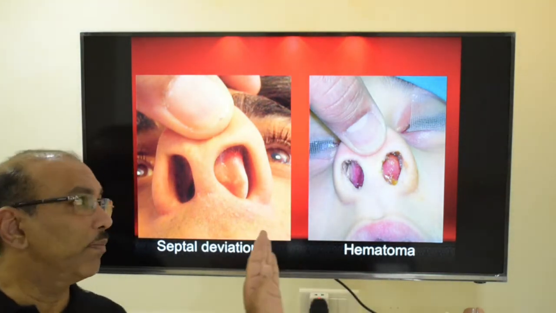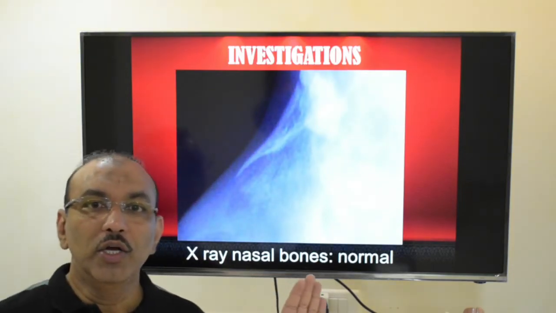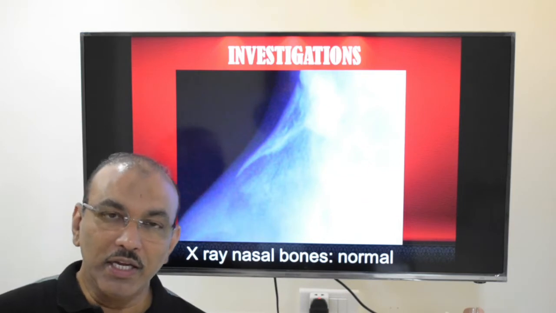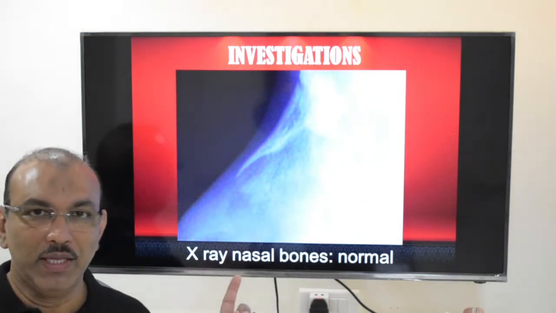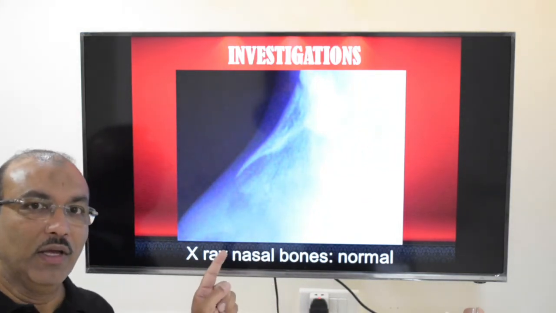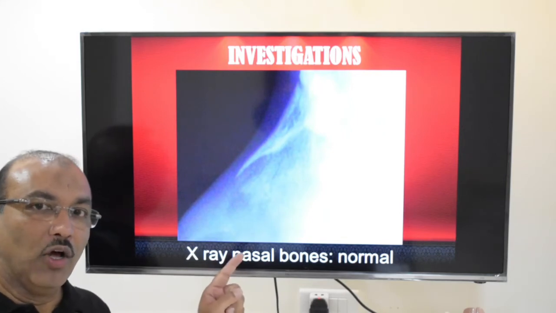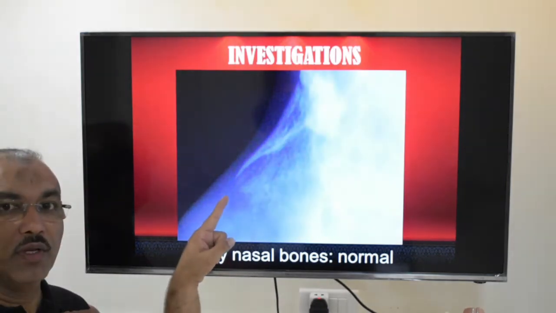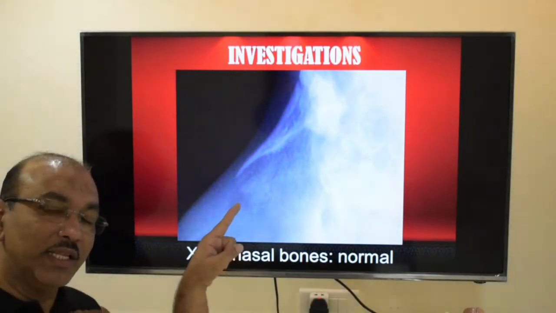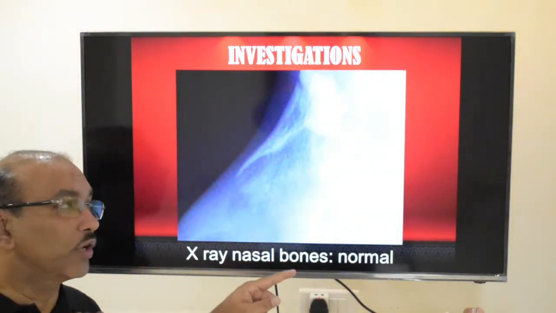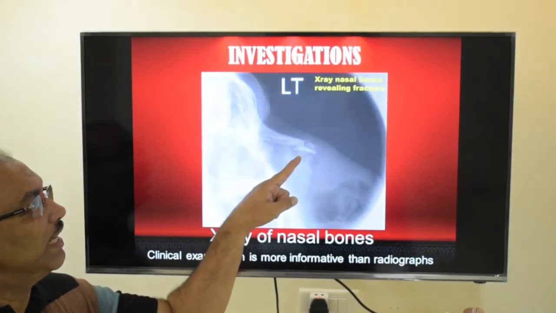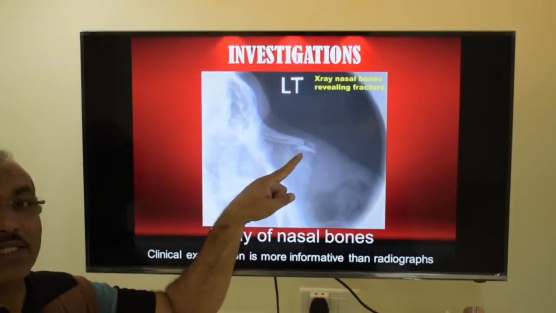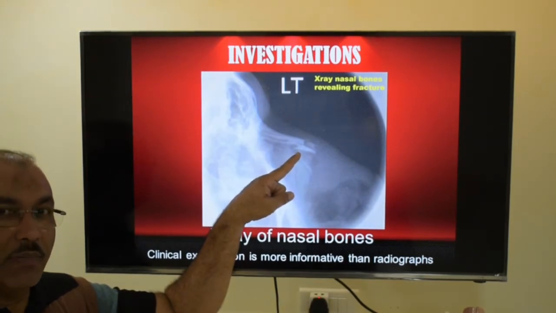So our examination part is done. We have come to a diagnosis: there is a fracture. It can be reconfirmed with an X-ray. This is a plain X-ray of a normal nasal bone. You cannot find any fracture. Why am I showing you this? In the next picture, you can find a fractured, displaced nasal bone.